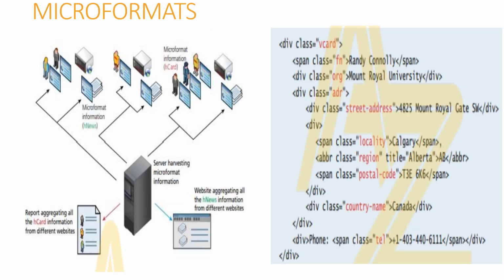Here is an example code for microformats. We can see the server harvesting microformat information, and the same information is being supplied in the form of hNews and hCards and can be retrieved at different websites.